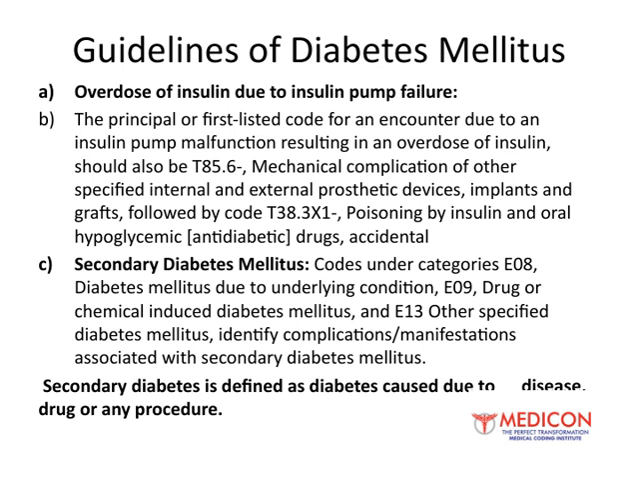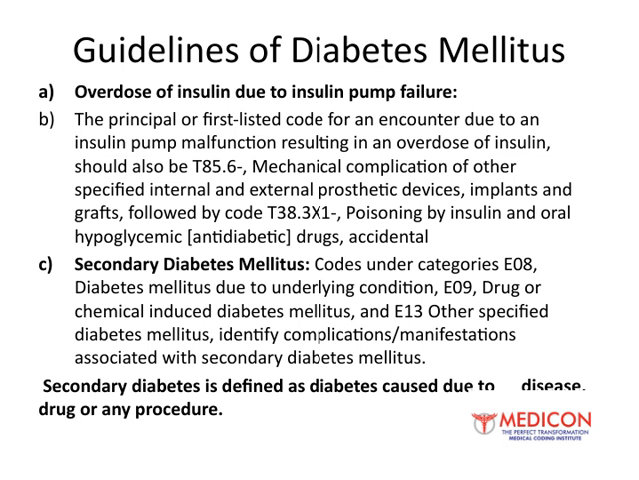an accidental poisoning. Moving on to secondary diabetes mellitus, it's important to recognize that this form of diabetes is caused by other underlying conditions, such as diseases, medications, or procedures. For these cases, we use specific codes under categories E08, E09, and E13. E08 covers diabetes due to an underlying condition. E09 relates to drug or chemical-induced diabetes, and E13 is for other specified types of diabetes mellitus. These codes help identify and document the complications or manifestations associated with secondary diabetes.